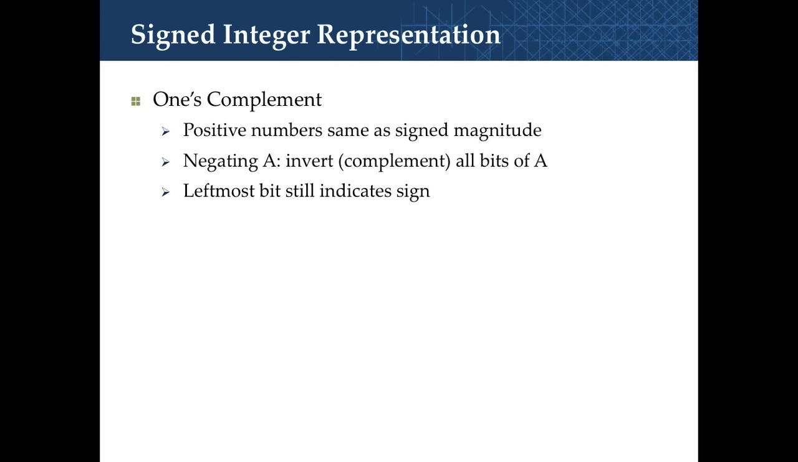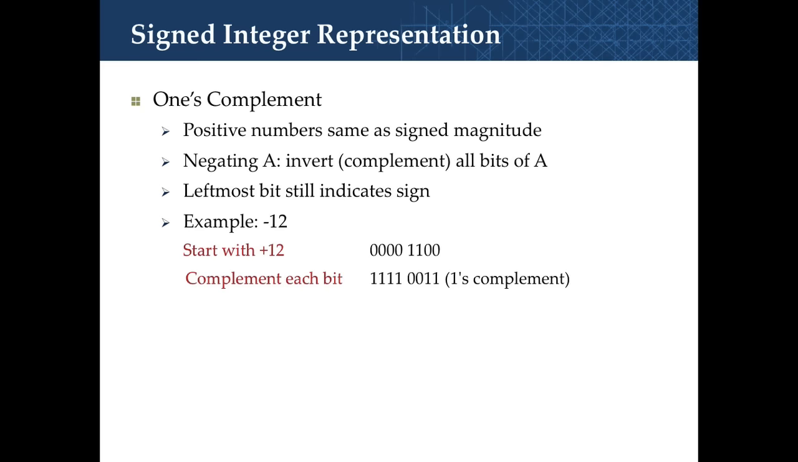There's another method called the ones complement method. In this method, the positive numbers are the same as the sign magnitude. But for negative numbers, we invert all the bits of what was the positive number. And since we inverted them all, the leftmost bit still indicates the sign.